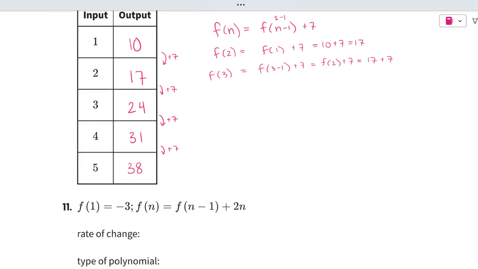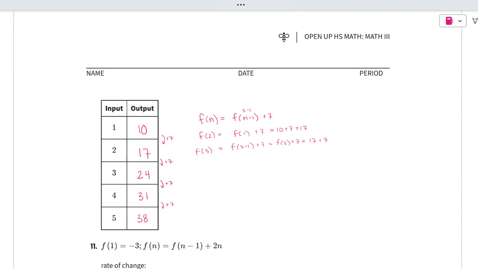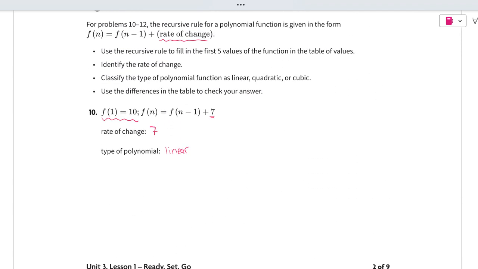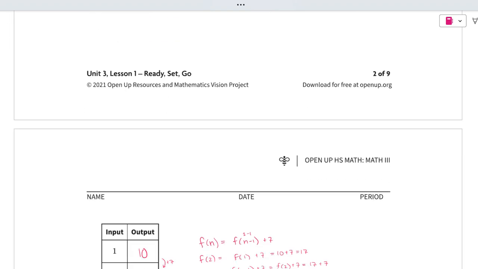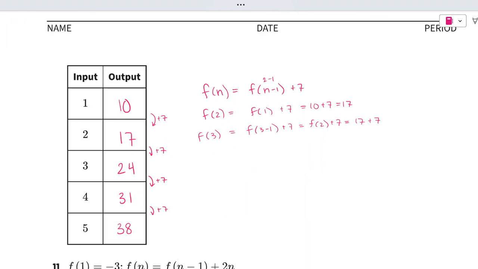Okay. Let's go down to problem 11. Oh, wait, we wanted to check. Use the difference in the table to check your answer. So that's kind of what I was actually doing the first time. So I guess we'll use the formula to check our answer instead, since I used the table difference to get our answer. So f of 4 minus 1 plus 7. Well, that gives me what f of 3 is, plus 7. Well, f of 3 was 24 plus 7, which is 31.